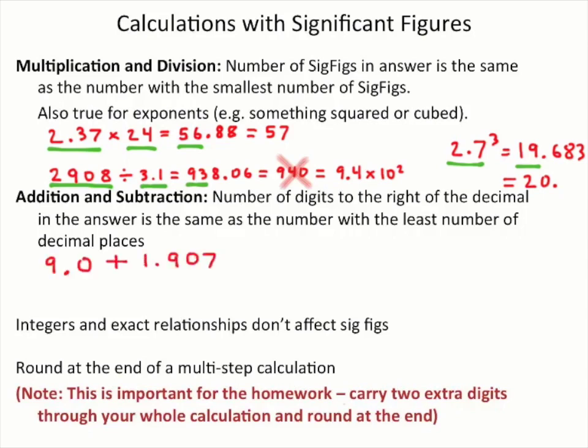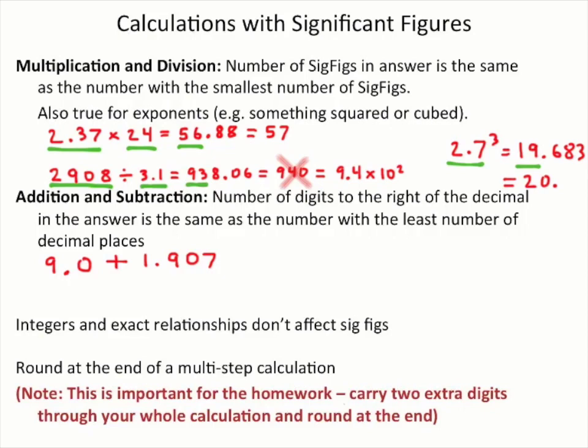When you're adding or subtracting, it's a different rule. In this case, place value matters. The number of digits to the right of the decimal in the answer is the same as the number with the least number of significant decimal places. That's kind of a mouthful. Let me show you instead.